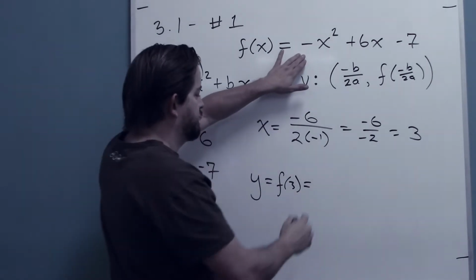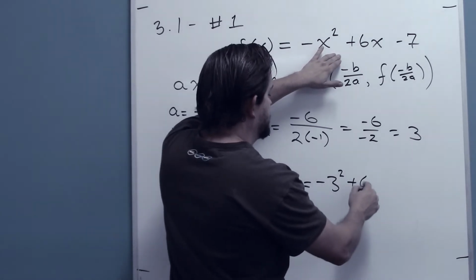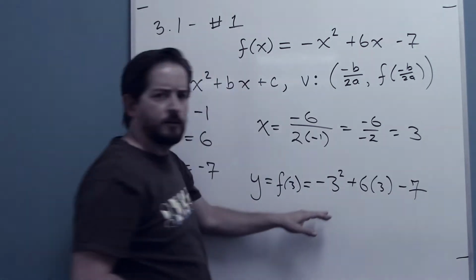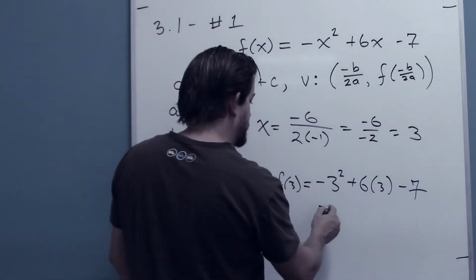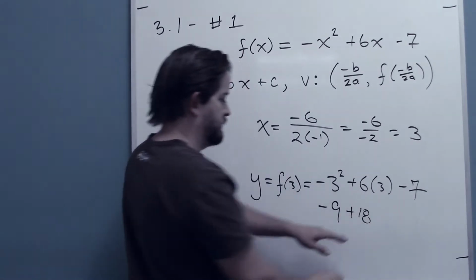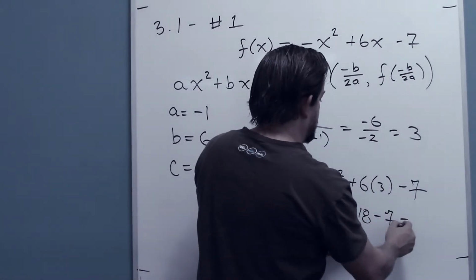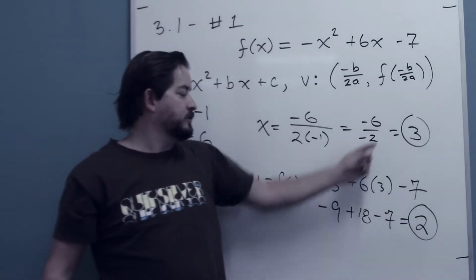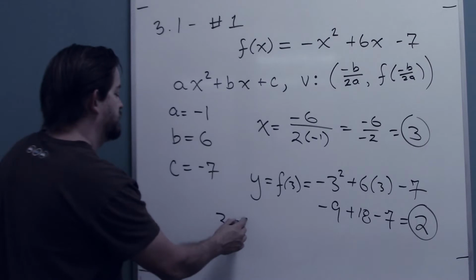And so it's negative 3 squared plus 6 times 3 minus 7. I don't have a lot of space here before I run out, so I'm just going to say that this is negative 9 plus 18, which is 9, and then minus 7 is 2. So the vertex happens at x is 3, y is 2. That is to say my vertex is at (3, 2).